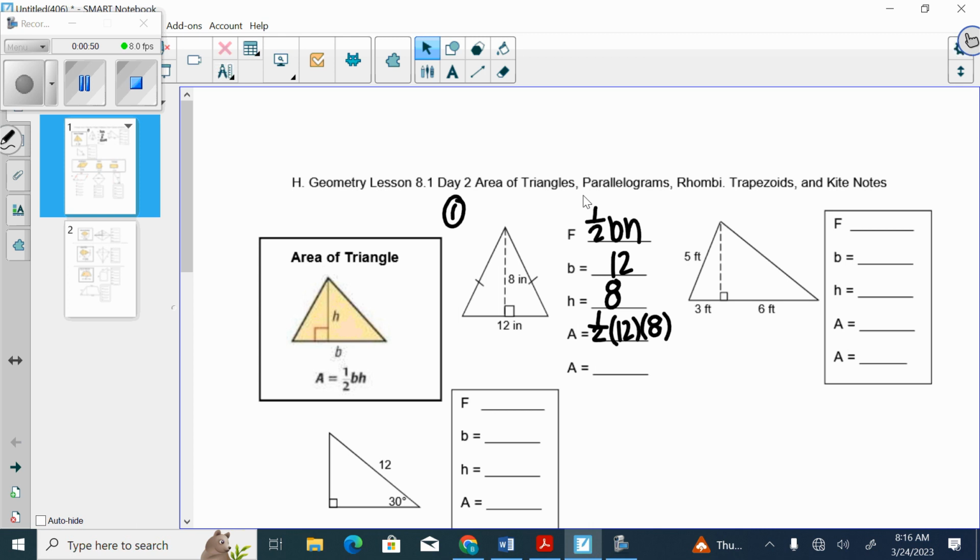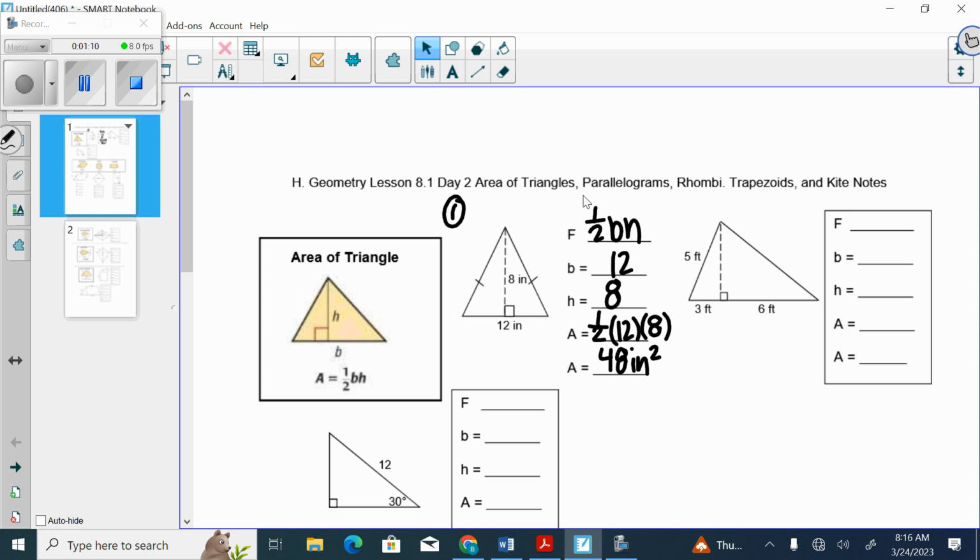So I've got 1/2 times 12, which is 6, and 6 times 8 is 48. And we do need to make sure to include the units, so this would be 48 inches squared, since our area is in units squared.